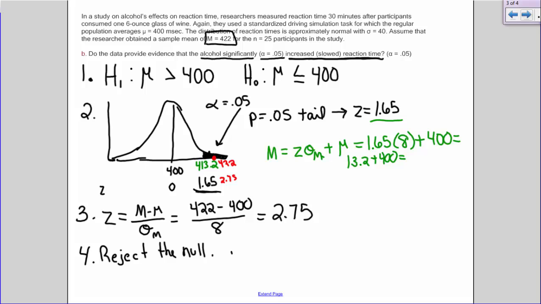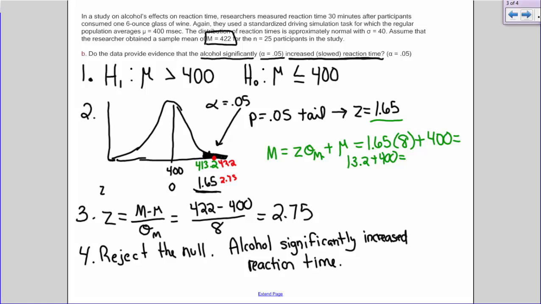So, alcohol. Again, you want to have the independent variable, the dependent variable, the word significant, and some indication as to whether or not it was a one- or two-tailed test. So alcohol significantly increased, that tells me I did a one-tailed test, reaction time. Done.